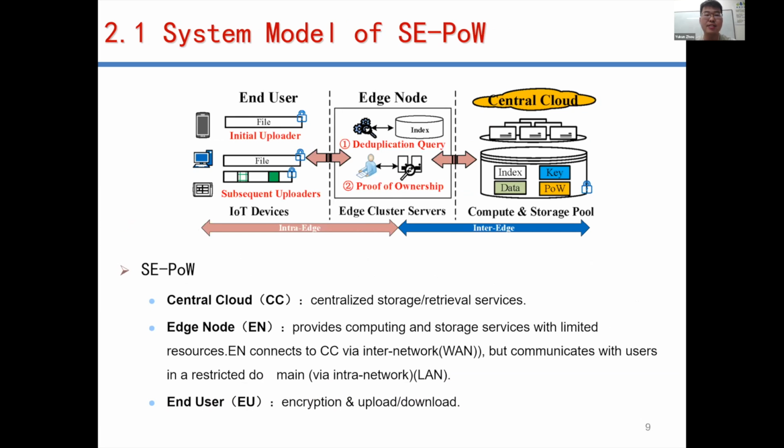This is the system model of SEPOW. We consider the central cloud, edge nodes, and users. The central cloud provides the central cloud storage service. The edge node provides computation and storage with limited resources, and users provide encryption and download requests.